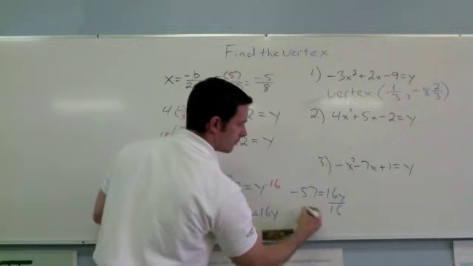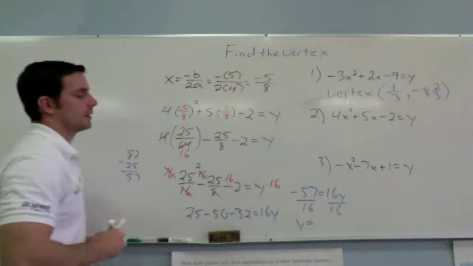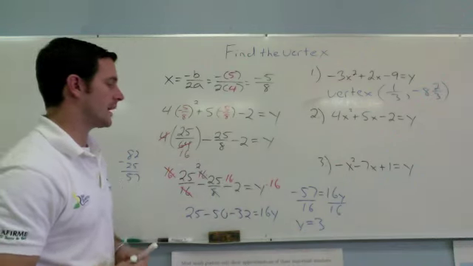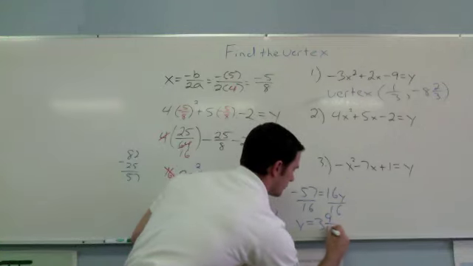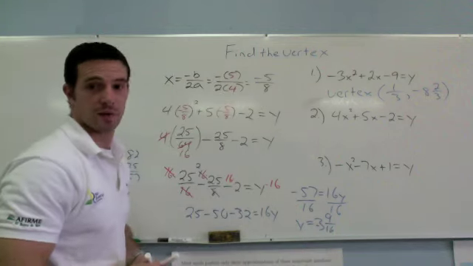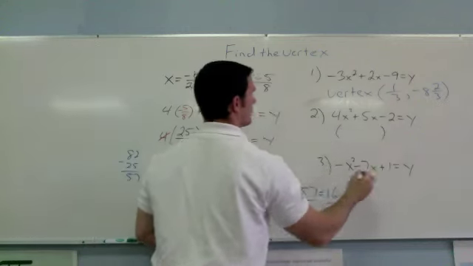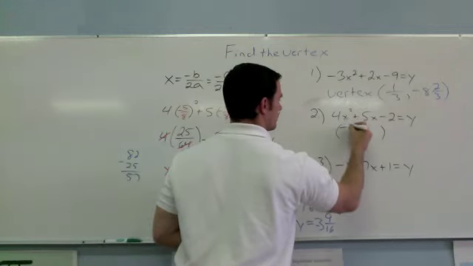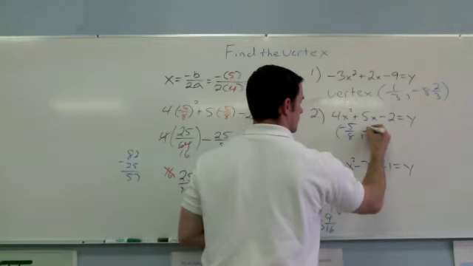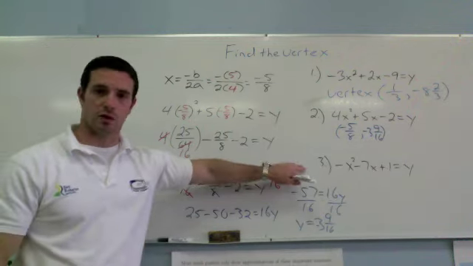Divide by 16. Y will equal, 16 goes into that 3 times, leaving you 9 left over. And it was a negative divided by a positive, so it's negative 3 and 9/16. So my vertex, negative 5/8 and negative 3 and 9/16. Let's try one more.